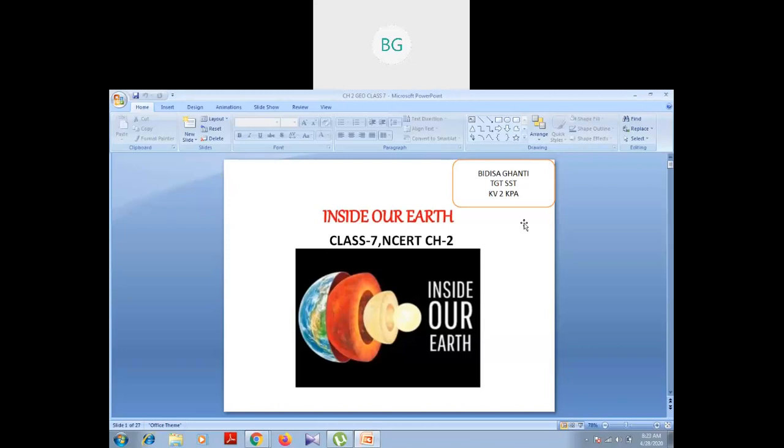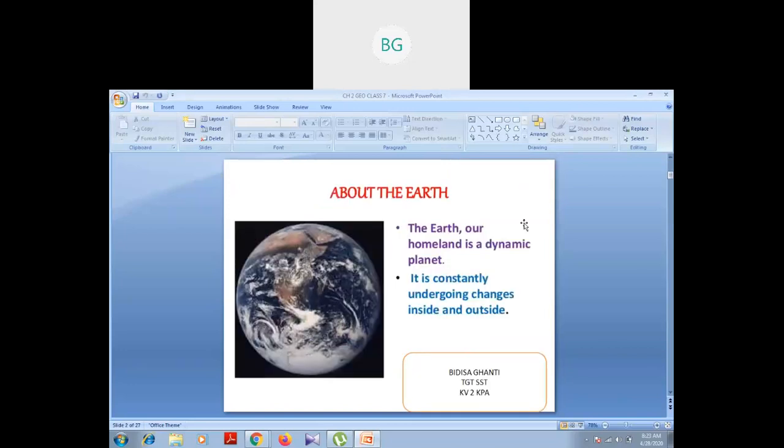This is the second chapter of your NCERT book, Geography, Class 7. The name of the chapter is Inside Our Earth, and in this chapter, we will know about the interior of our Earth, that is, what is in between, inside our Earth. We will know about it in this chapter.